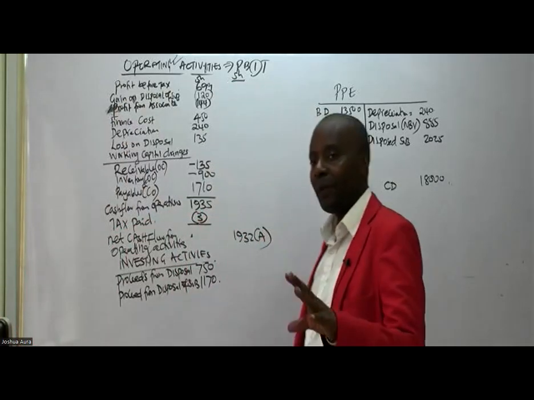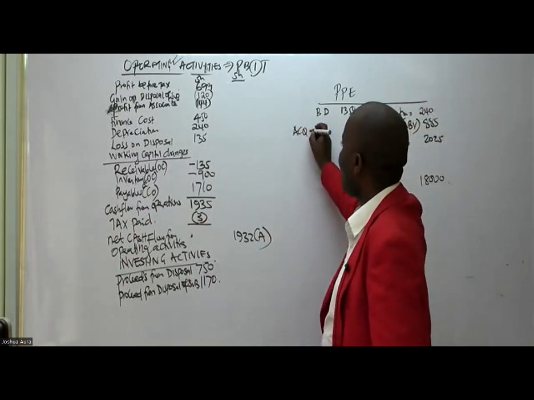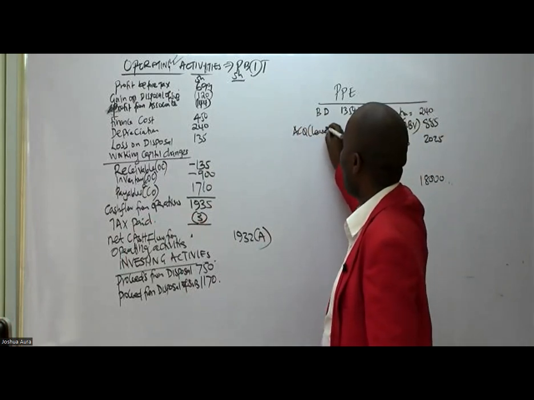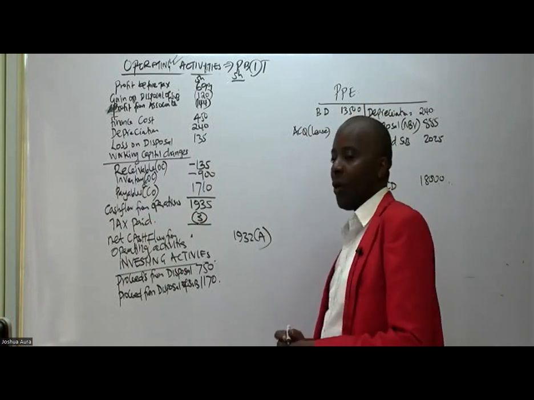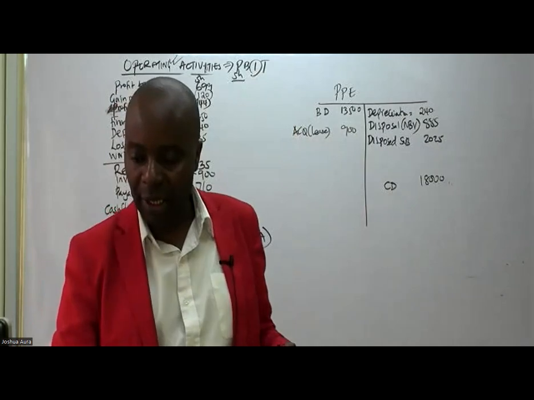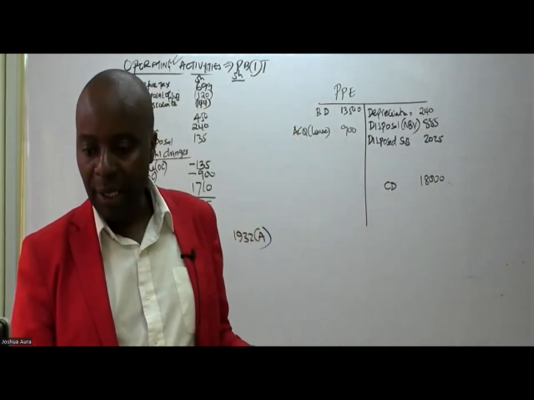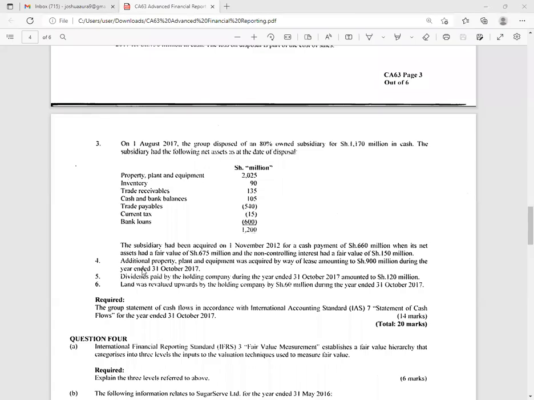So we have to debit our PPE. Acquisition through lease, 900. Our PPE went up, so we are debiting. I'm repeating again: acquisition through lease, 900.